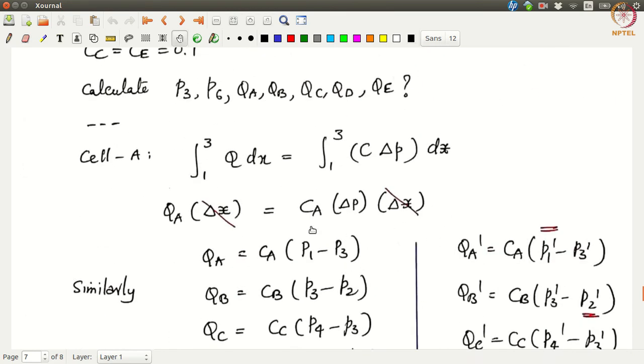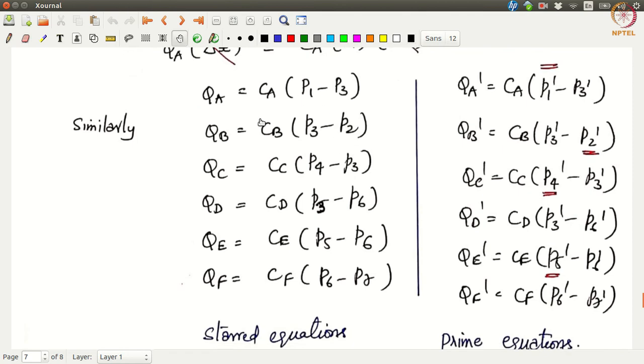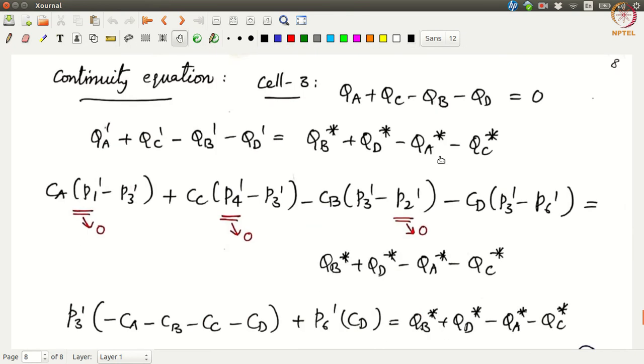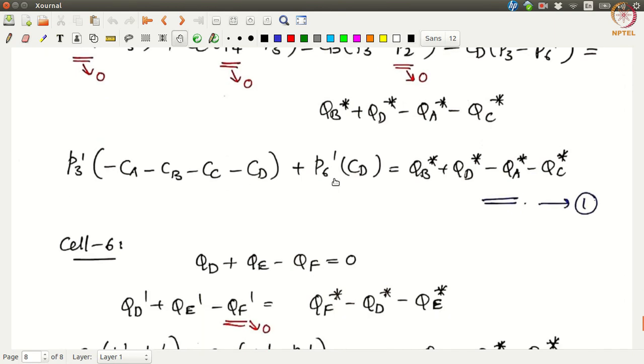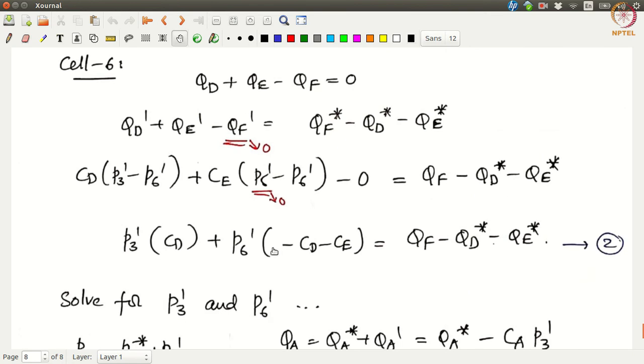We have formulated the problem using the finite volume method, and we said these are the momentum equations, these are the pressure corrections in terms of the flow corrections. Then we wrote the continuity equation, or the mass conservation equation, and we said that the continuity equation will give you one equation in terms of P3 prime and P6 prime, and another equation at junction 6 in terms of P3 prime and P6 prime, with the right hand side as known values. Okay. Now we have two equations and two unknowns, right? P3 prime and P6 prime.